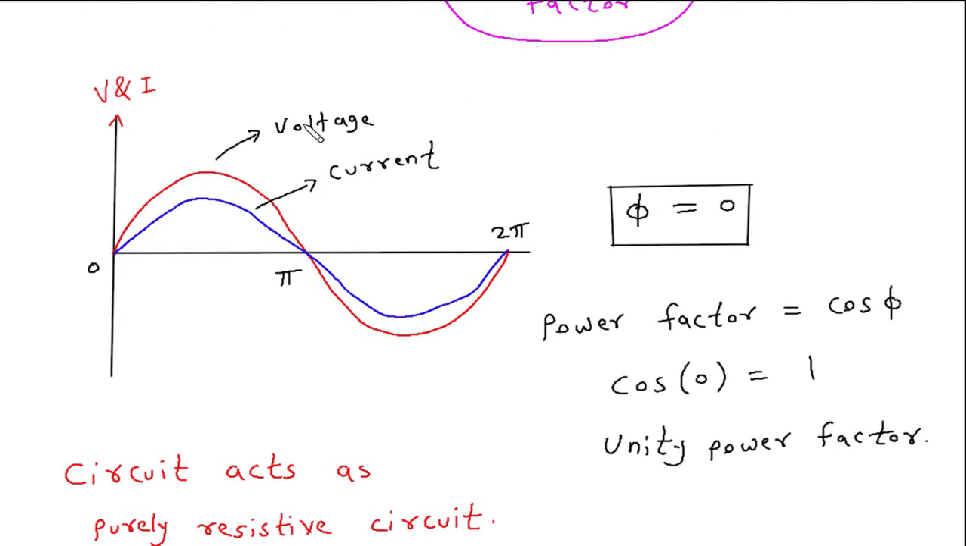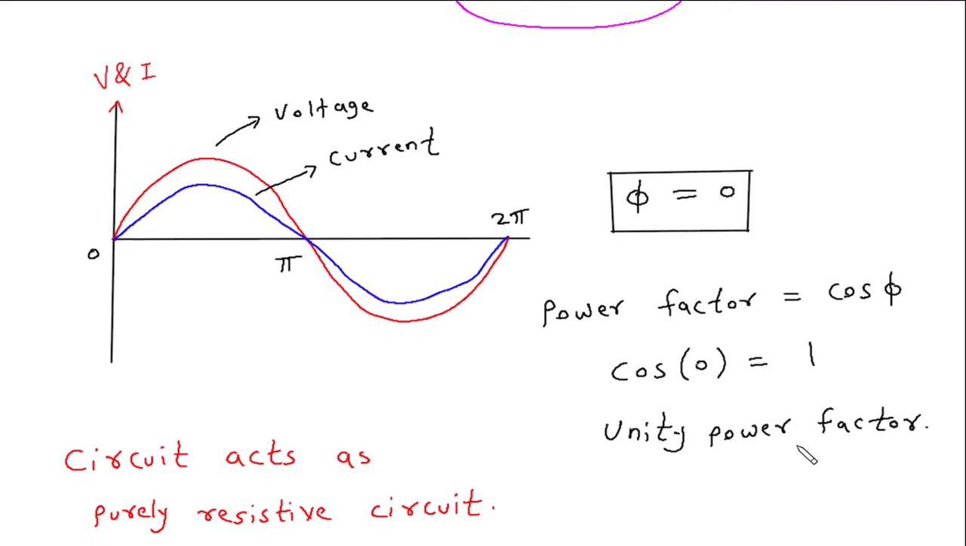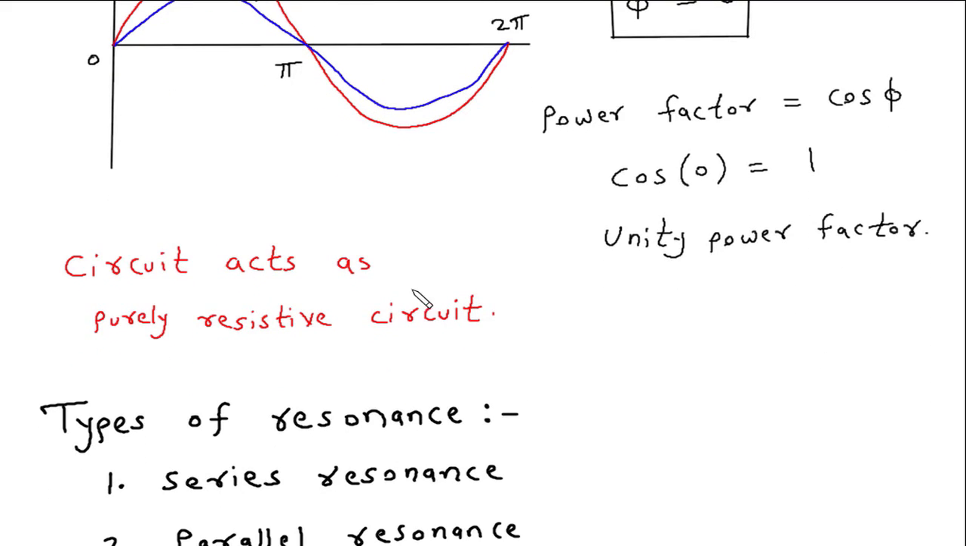Here we can see the voltage and current are in phase, and here the phase angle is equal to 0. Power factor is equal to cos phi. The phase angle is 0, therefore cos 0 is equal to 1, that is, the power factor is unity. So therefore the circuit will act as a purely resistive circuit.